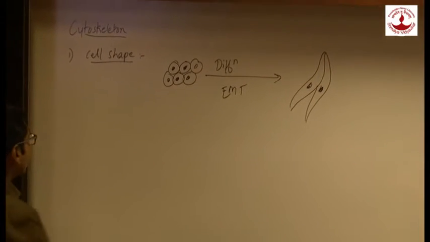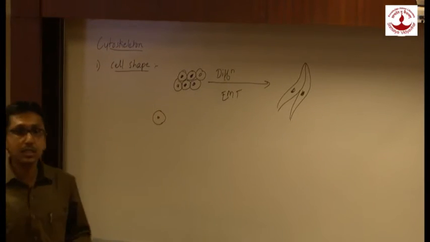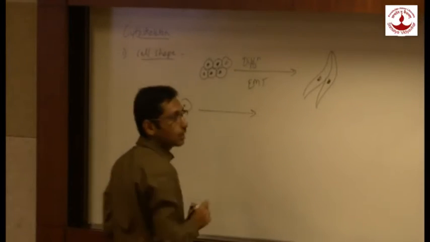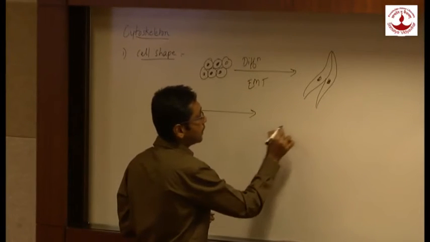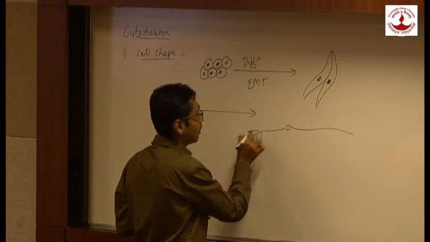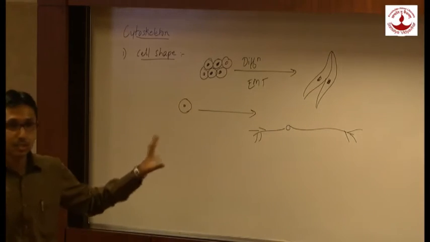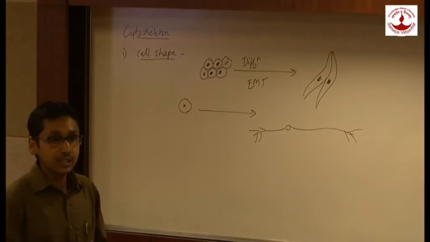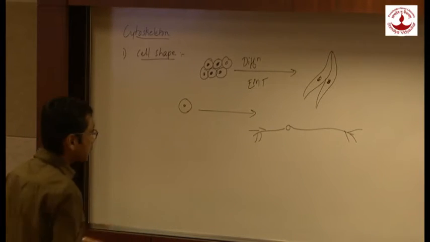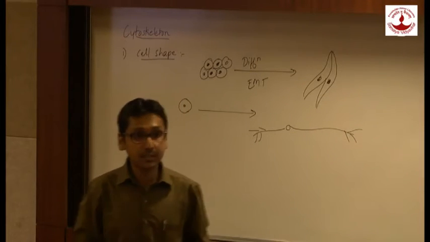Same you can say for a neuroblast cell, which is a precursor to the neuron. When it undergoes differentiation, it goes from a spherical structure or morphology. After differentiation, it becomes a thin neuron, a nerve cell, the structure of which is very critical in establishing the wiring of the nervous system.